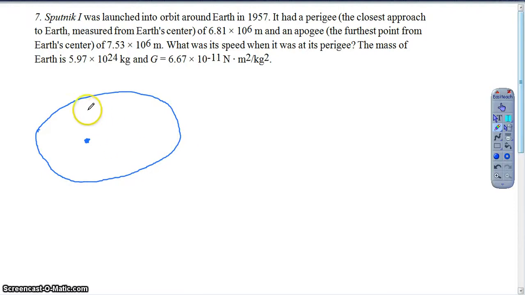Okay, so question 7 here, maybe one of the trickiest questions, either this or question 6, probably one of the two toughest ones. But the key here, so they've got Sputnik 1 launched in orbit around the Earth in 1957. They give us the closest approach, and then they give us the furthest point away.